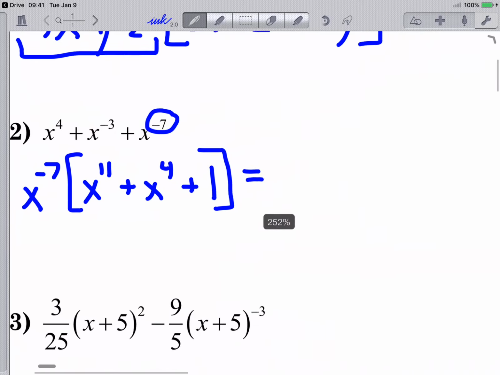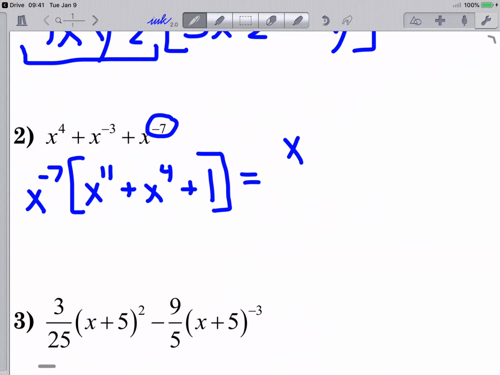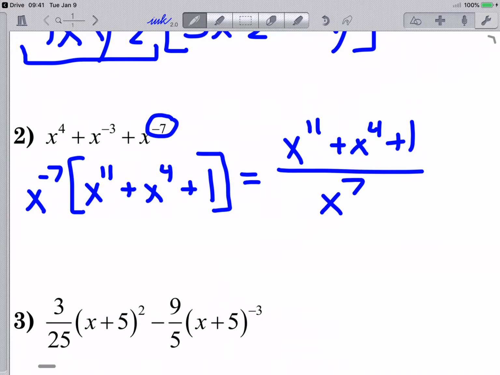Now I don't want to leave my answer with a negative exponent, so I'm going to write this as x to the 11th plus x to the 4th plus 1, all over x to the 7th. That negative exponent means it's in the wrong spot, so it needs to move from the numerator to the denominator. And that is my final answer.